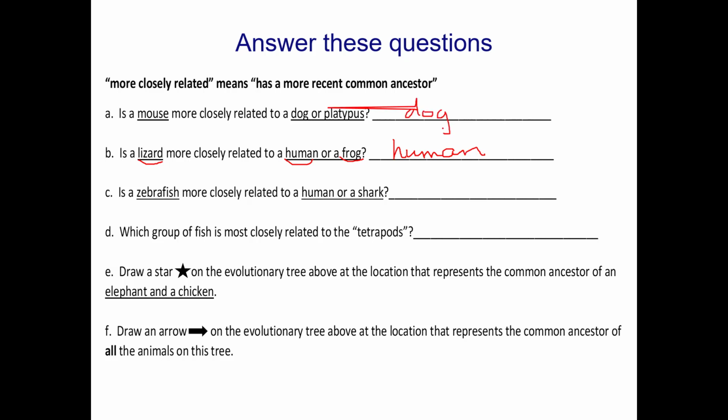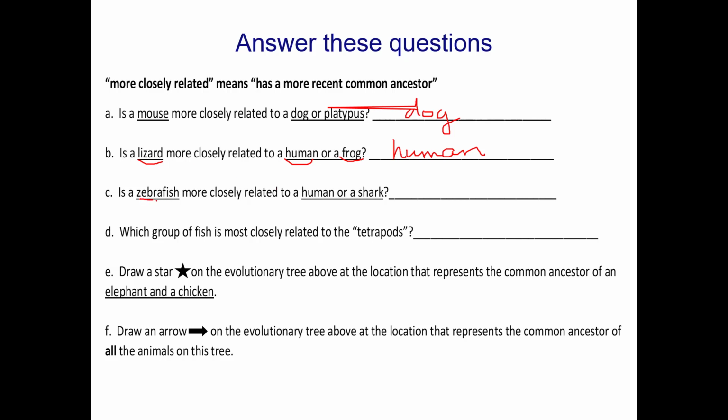You probably would have picked dog on the first one, but you probably would have thought frog on the second one, but it's not, it's human. Okay, so let's keep going. Sometimes it goes the way you think it's going to go, and sometimes it doesn't. So that's why we're practicing the skill. If you're not using the skill, you're just guessing.